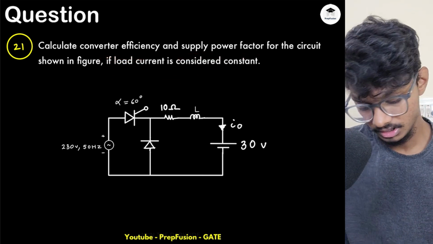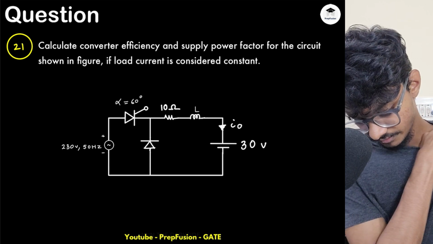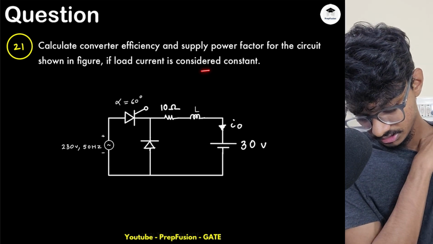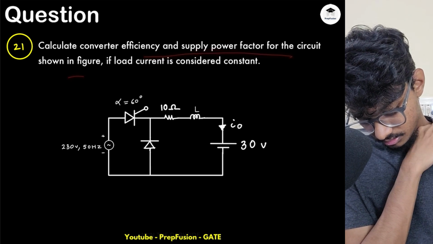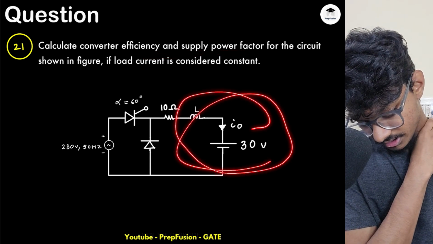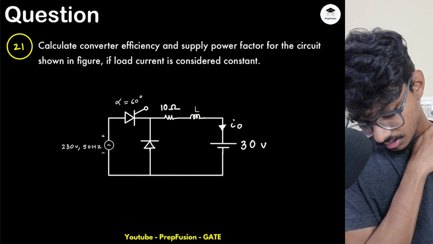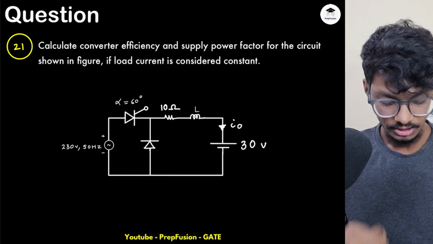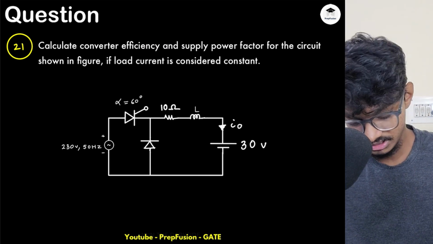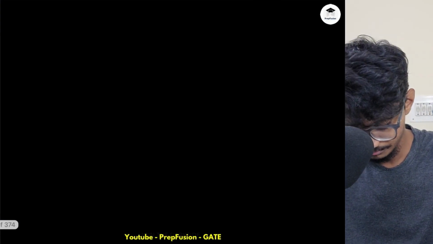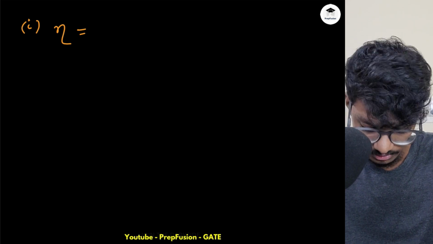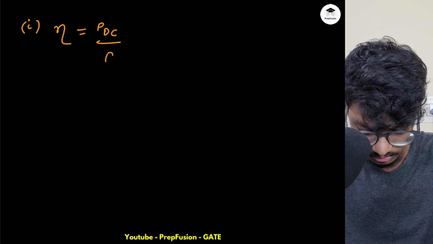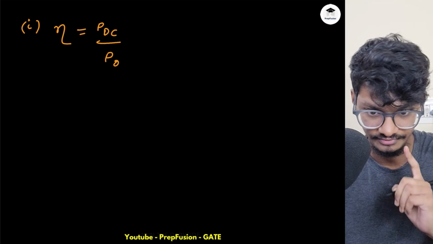if load current is considered constant. Yeah, so load current is constant. If the load current is constant, we have to find out the converter efficiency and supply power factor. So what is converter efficiency? Converter efficiency is PDC upon PO. This is my converter efficiency.